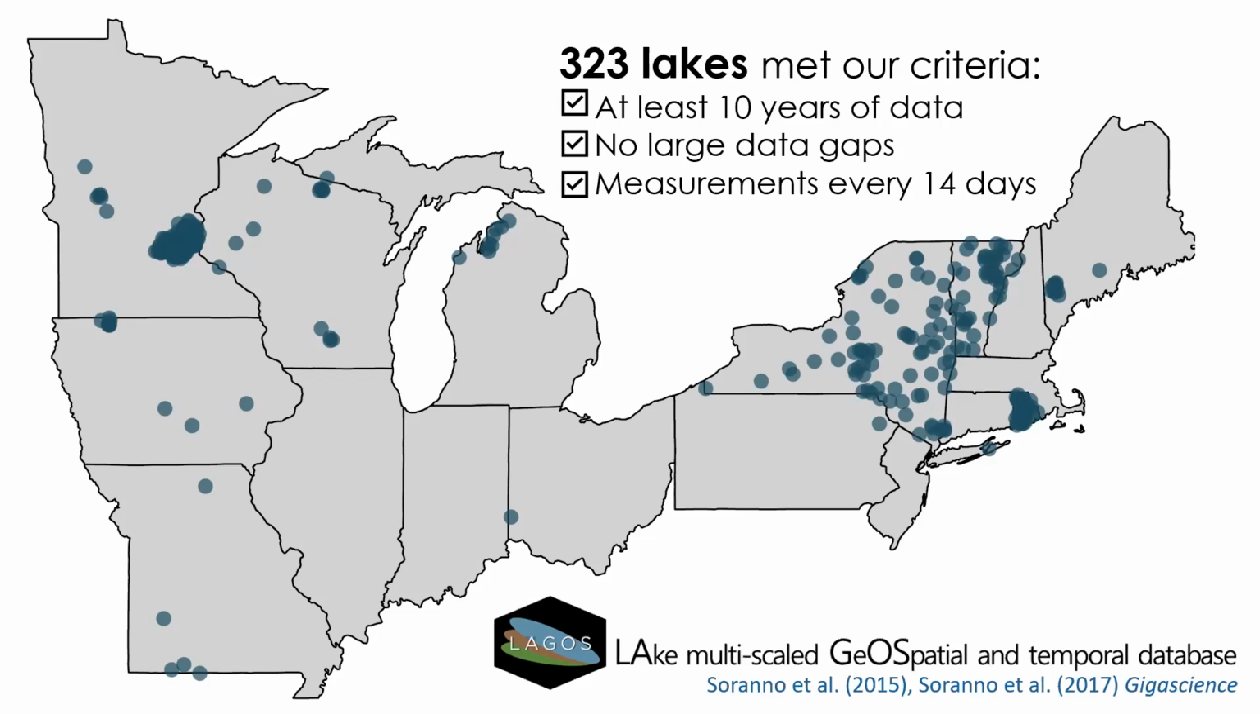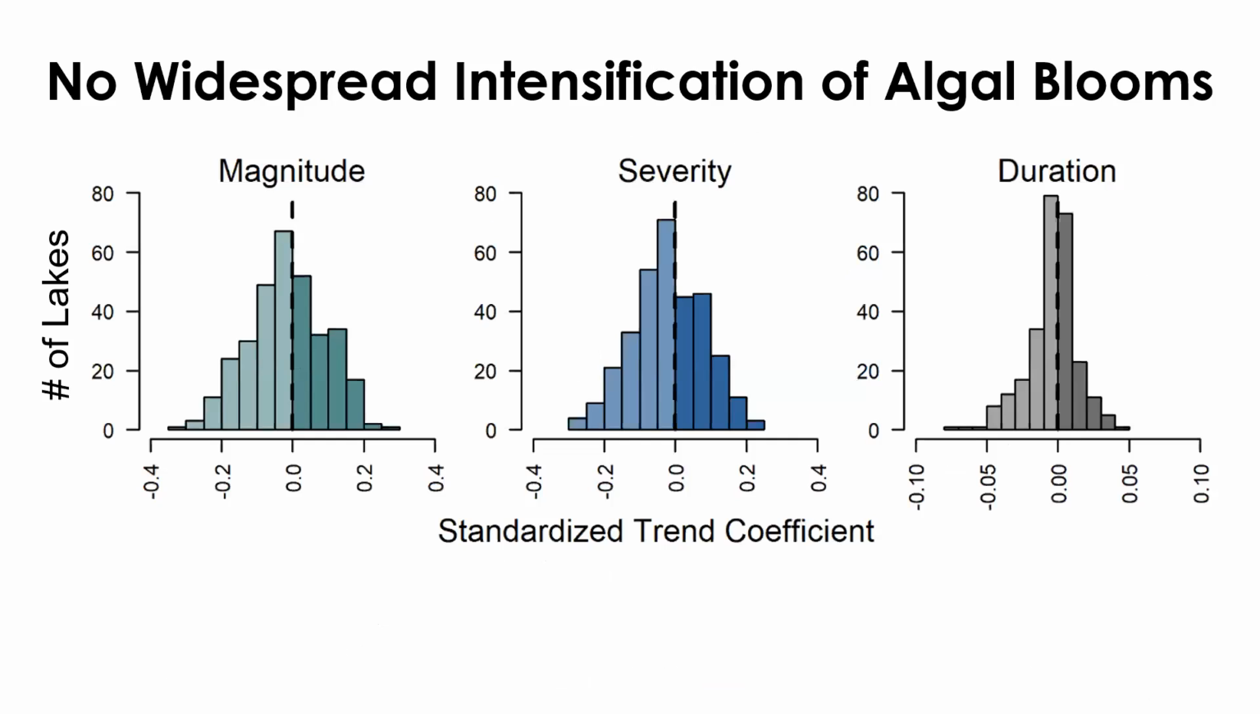And to do that, we used a generalized least squares regression of chlorophyll against time. And our model error had a first order autoregressive correlation structure. And that was just to control for temporal autocorrelation in these data. They are time series. And so what we found, we're looking here at the three different metrics, change in magnitude, severity, and duration. And what's on the x-axis here is that standardized trend coefficient. So a positive value means an increasing trend in that metric, negative being the opposite, and they're histograms.